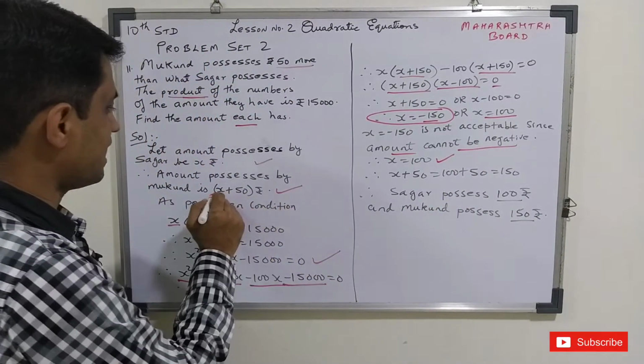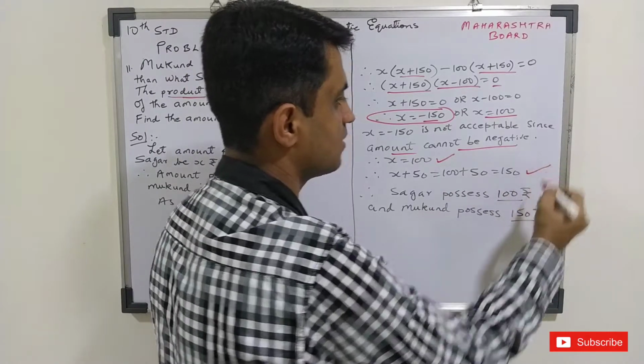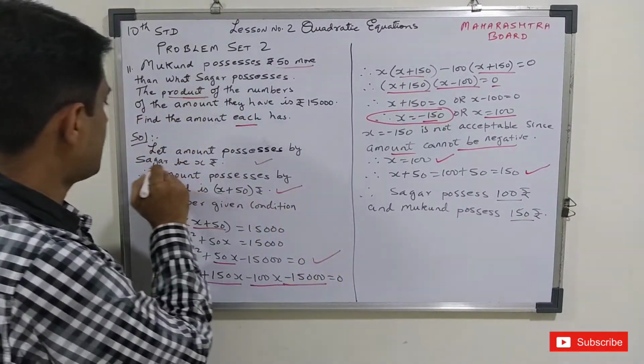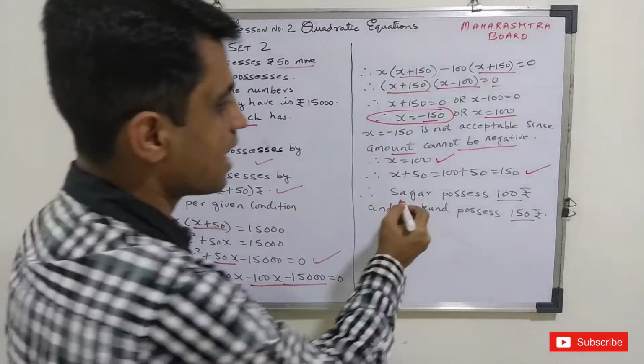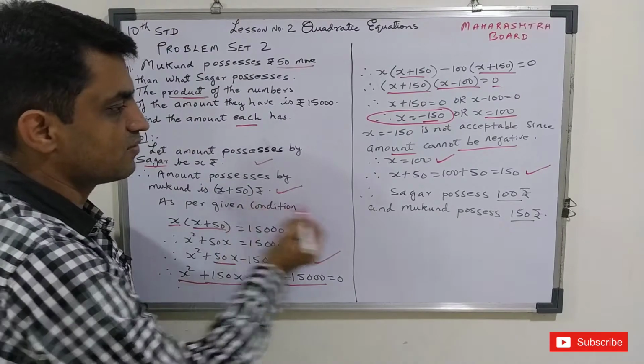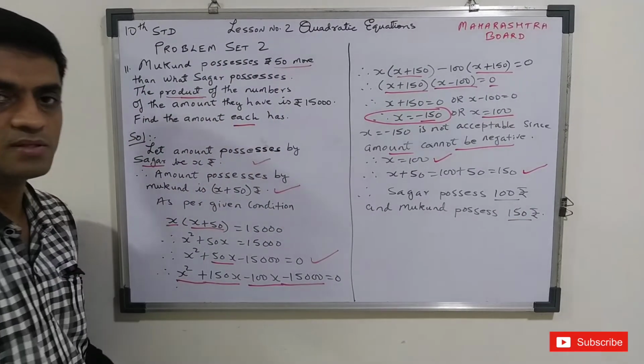Now what is the next? x plus 50 means 100 plus 50 means how much? 150. Now who was x? Let us see. x was Sagar. So Sagar possesses 100 rupees. And who is x plus 50? Mukund. So Mukund possesses how much? 150 rupees.